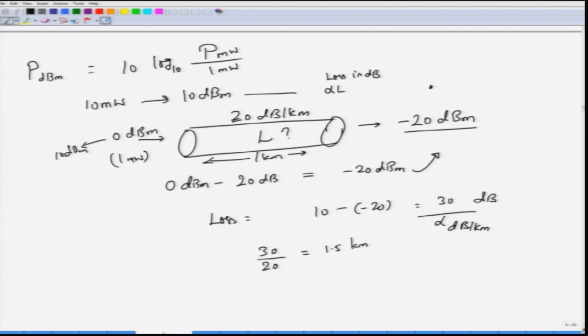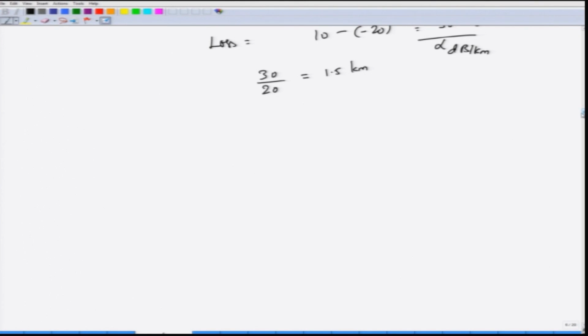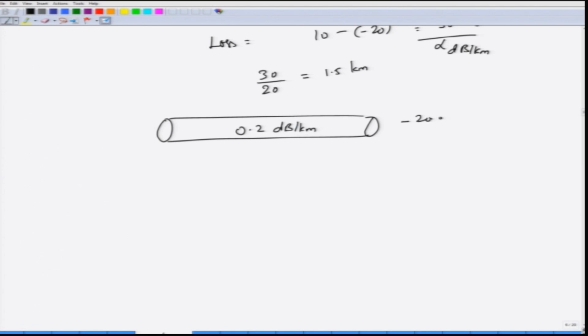So if you start with 10 milliwatt power, you will still be able to go only up to 1.5 kilometer. Consider this scenario and compare it with optical fibers whose losses are around 0.2 dB per kilometer. Again, the same minus 20 dBm is my sensitivity limit, or the minimum power that is required for the receiver. I start with 0 dBm or 1 milliwatt optical power. Then what would be the length over which I can propagate? Well, the total loss will be 20 dB. So 20 divided by 0.2, which is about 100 kilometer, correct. So this is the length over which I can propagate.